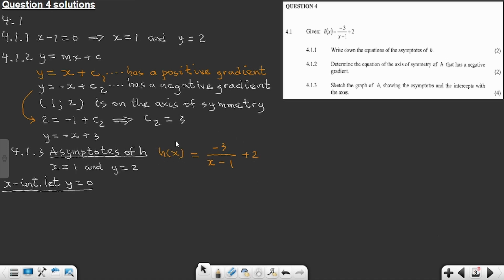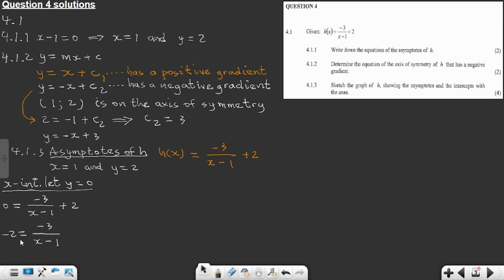Remember, your h of x is your y. So 0 = -3/(x - 1) + 2. This is your y, h of x. We let it equal to 0. This is why you put 0 there, and then you say it is equal to this. Now we're going to solve for x. So you take +2 to the other side, it becomes negative 2. So -2 = -3/(x - 1).